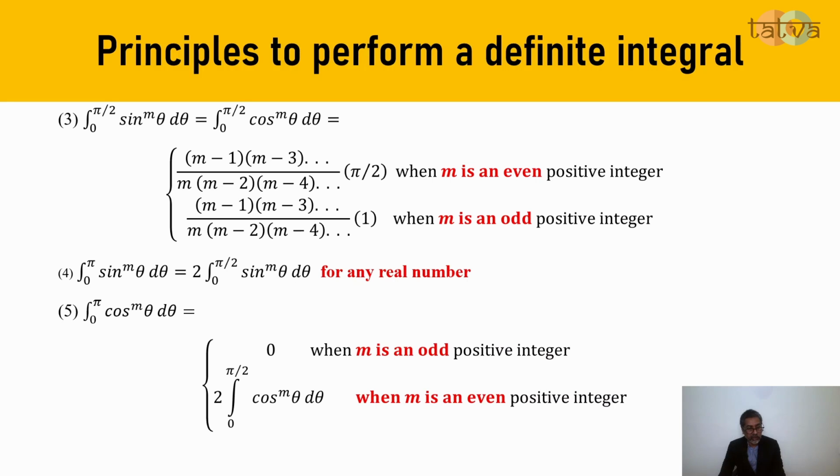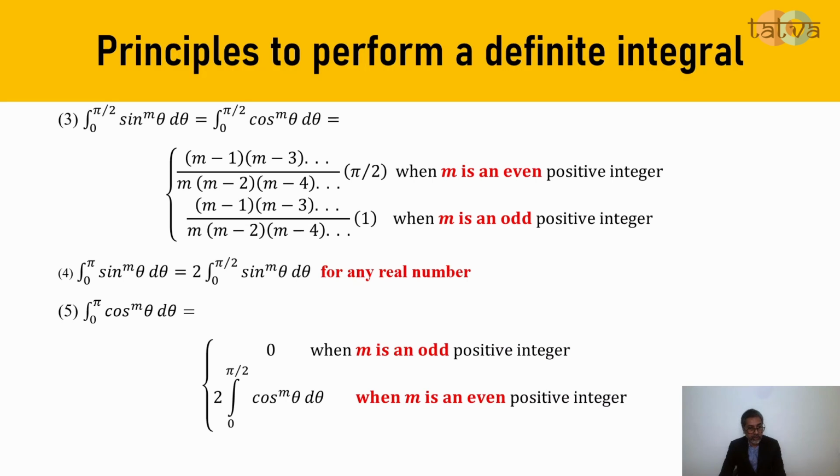The fourth one is a special property for sine functions when the limits are 0 to pi. So any time you have sine theta power m from 0 to pi, you can write it as 2 times the integral from 0 to pi by 2 of sine power m. Whether it's an odd positive or even positive or any real number, it works.